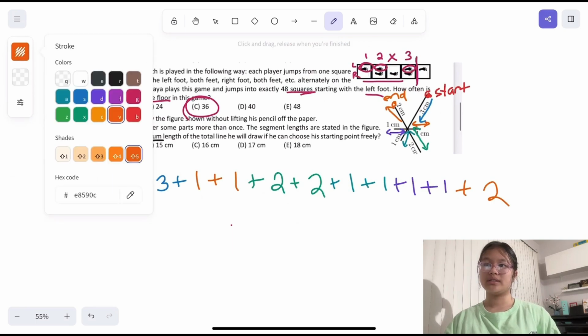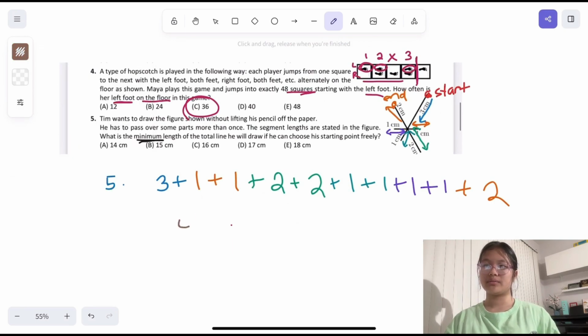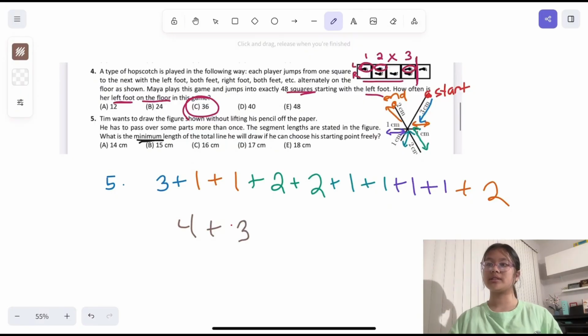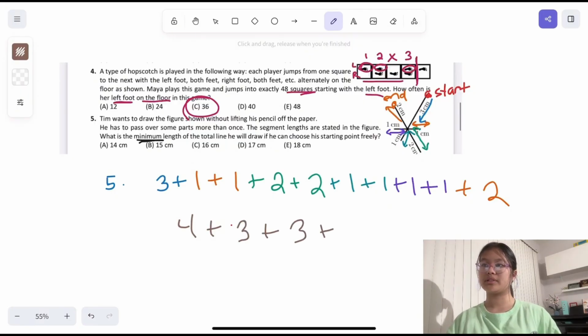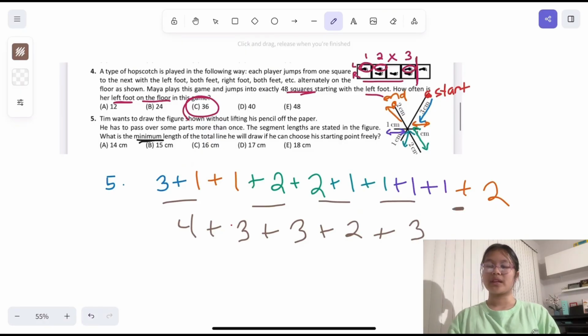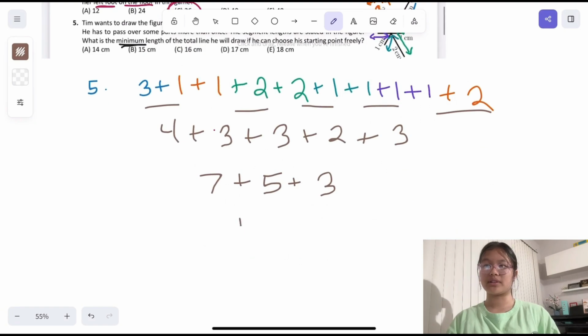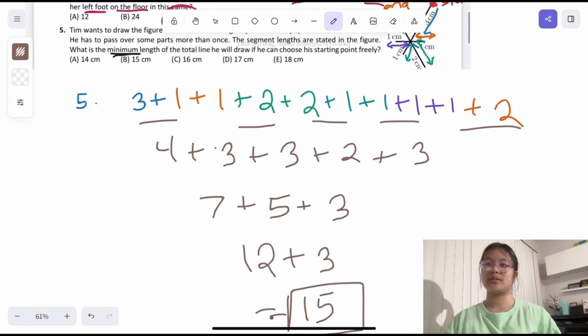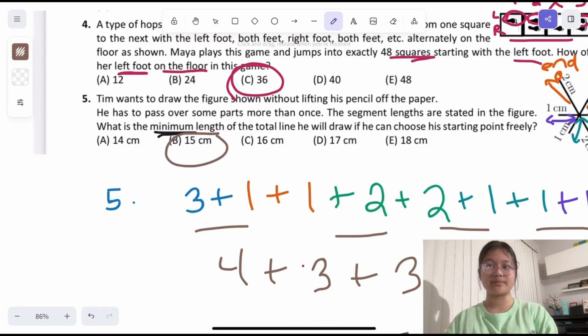So now we add it all together. Let's see. 4 plus 3 plus another 3 plus 3 plus 3, and then plus 2. There we go. And plus 3. Okay, there you go. So then it's 7 plus 3 plus 5 plus 3. It's 12 plus 3. And now the answer is 15 centimeters. So the lowest number that we can get is 15, which is B.